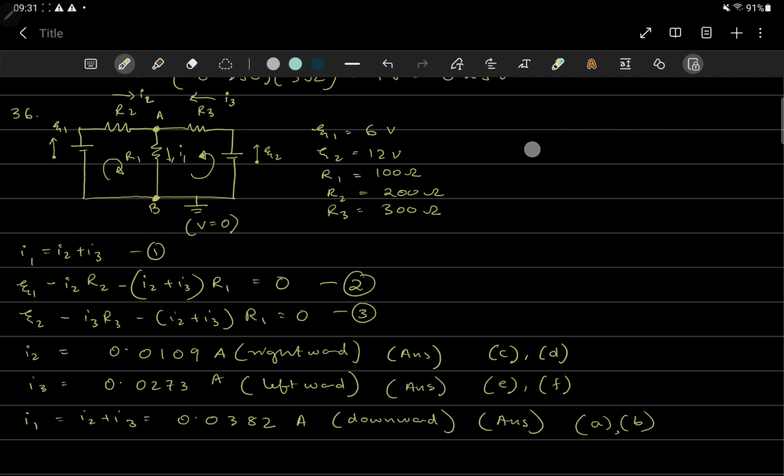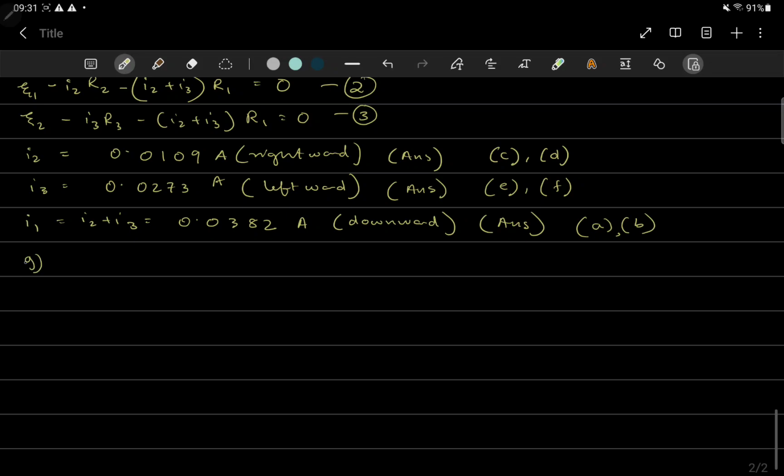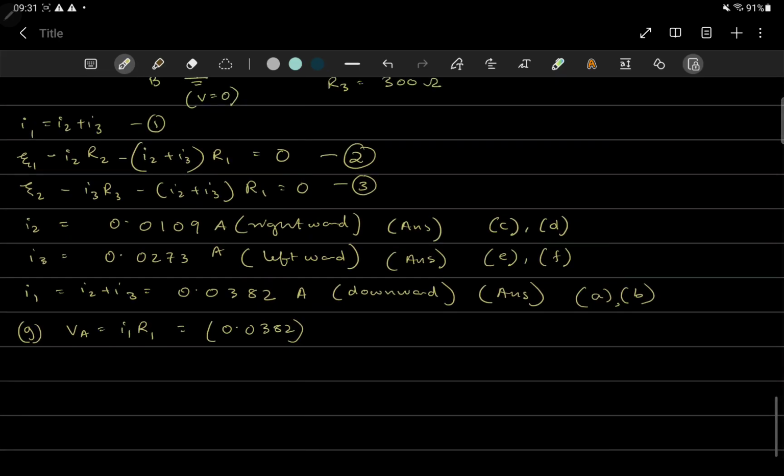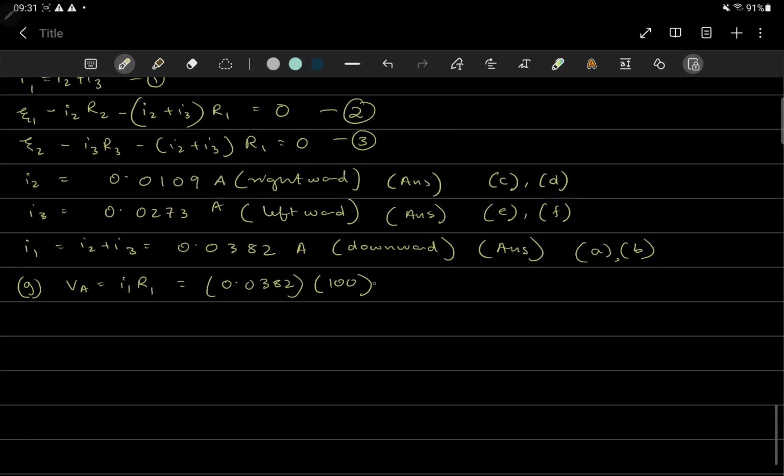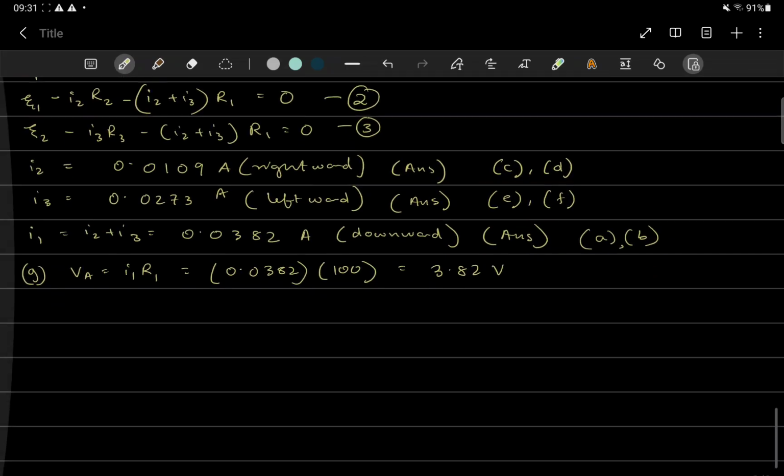So in that case, I can write G now as being VA equals I1 R1, which is basically I1, which I got as 0.0382, times R1, which I know as 100 ohms, given here, and this will equal 3.82 volts. That is the voltage, the potential at point A. And that solves our problem, which was problem number 36.